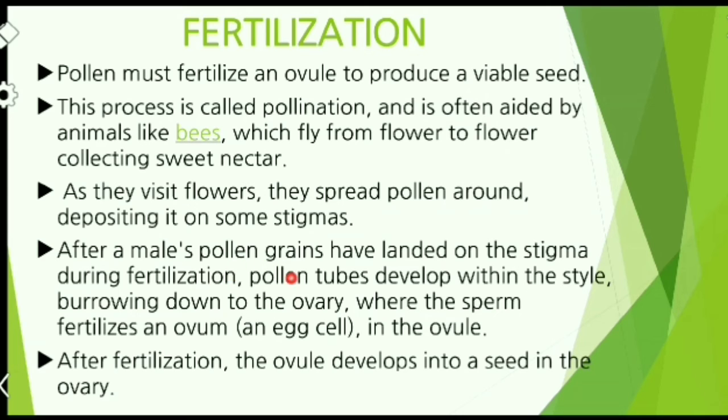After a male's pollen grains have landed on the stigma, during fertilization, pollen tubes develop within the style, burrowing down to the ovary, where the sperm fertilizes an ovum in the ovule. After fertilization, the ovule develops into a seed in the ovary. So basically, fertilization is dependent on pollination. So when the bees visit, this pollen spreads around, depositing it on stigmas.